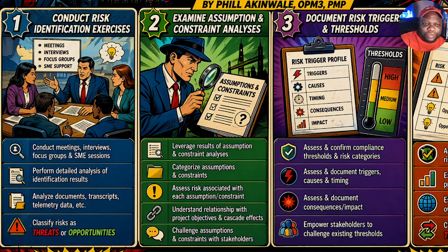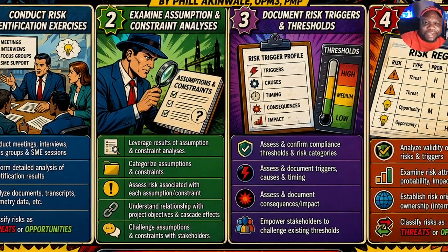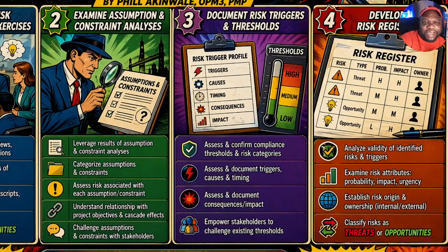All right, so that's the very first task. The second task is examine assumption and constraint analysis. What does this mean? Assumptions are things that are considered to be true without proof. A constraint is something that limits the team's options. We want to make sure that these assumptions and constraints are valid at all times. So we're going to leverage the results of assumption and constraint analysis. We categorize the assumptions and constraints, and then we assess risk associated with each assumption and each constraint. We understand relationship with project objectives and cascade effects.